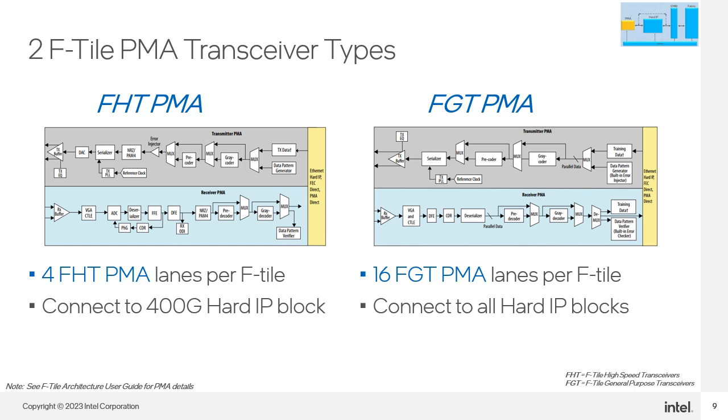There are two types of transceivers found in the F-Tile, the FHT PMA and the FGT PMA. FHT stands for F-Tile high-speed transceiver, while FGT stands for F-Tile general-purpose transceiver. There are 4 FHT PMAs per F-Tile. These connect solely to the 400G hard IP. Then there are 16 FGT PMAs per F-Tile. These connect to all hard IP blocks.